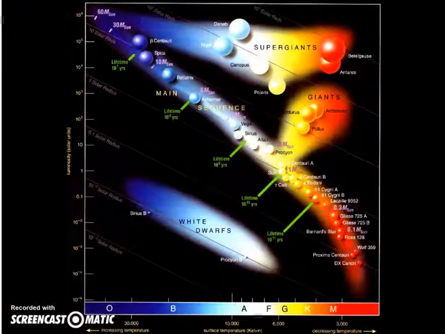So, for example, here is one of those diagrams. So we have blue, which is really cold, and we have our red. We have white dwarfs here. We have what we call giants, and then we have supergiants. Okay, all of these are different types of stars.